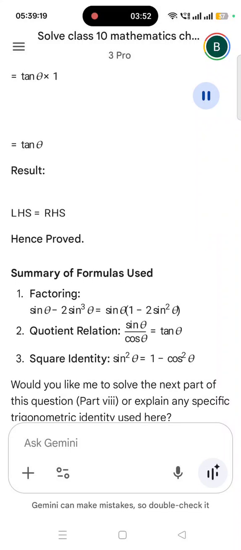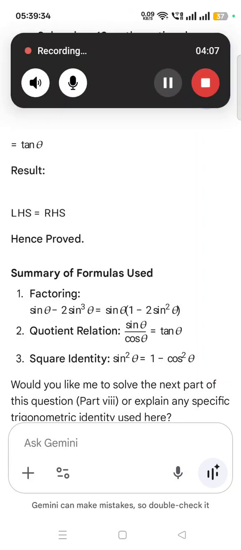Summary of formulas used. 1. Factoring. Sin theta minus 2 sin cubed theta equals sin theta times (1 minus 2 sin squared theta). 2. Quotient relation. Sin theta over cos theta equals tan theta. 3. Square identity. Sin squared theta equals 1 minus cos squared theta.